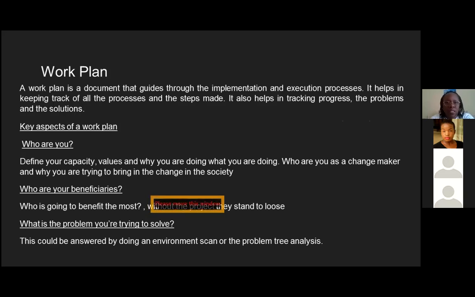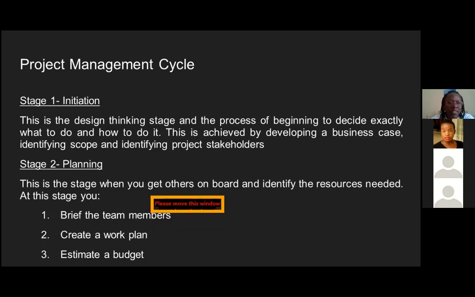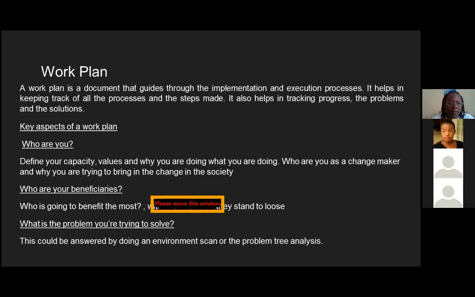And then once you have done all that, you've started, now you want to start the process, you have to do a work plan. How does a work plan look like? So a work plan is a document that guides you through the implementation. So most of us have these big ideas. So the work plan helps us start breaking it down into small and manageable pieces. So it's just a simple document.